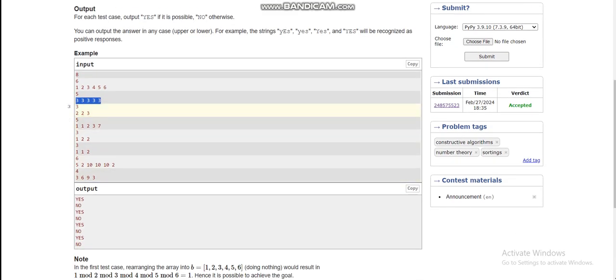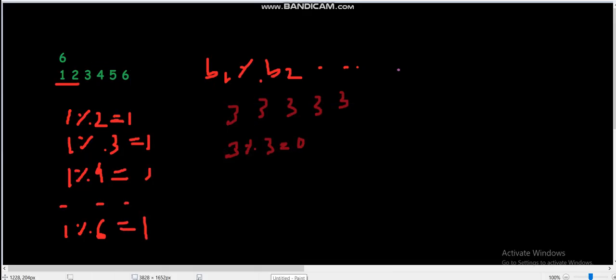Now let's take the third case. The third case is also important, so let's write this case: 2 2 3. If we don't shuffle or rearrange them, and we use the same order, 2 modulo 2 will be 0, and 0 modulo 3 will also be 0, so the answer will be no. But we can rearrange them in this way.